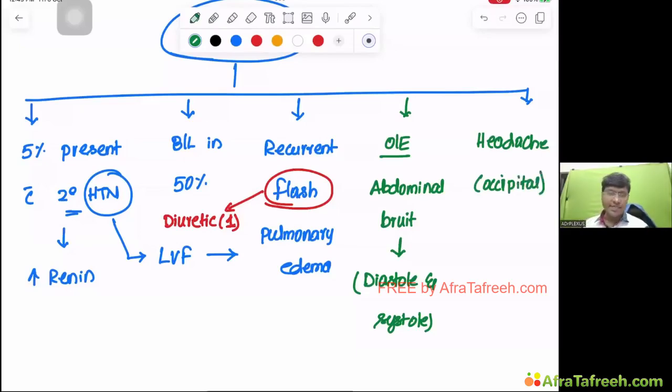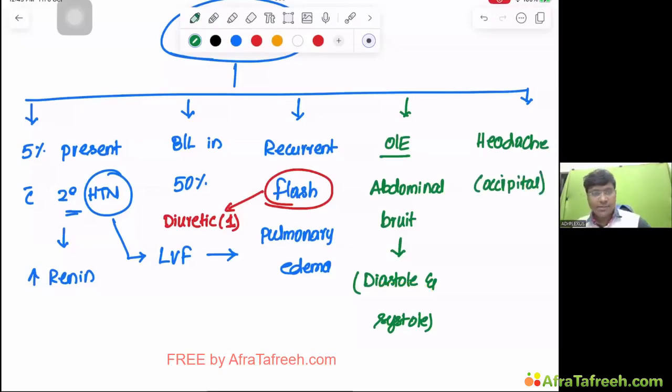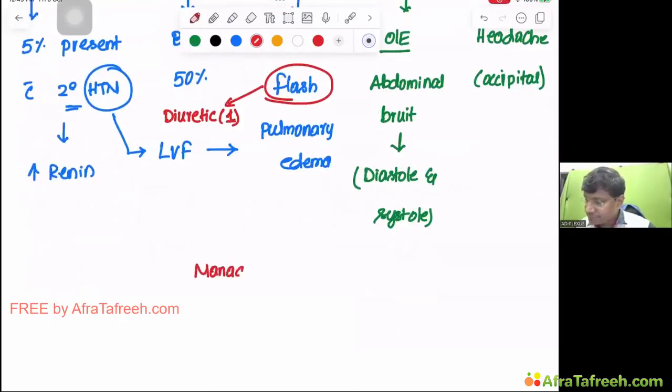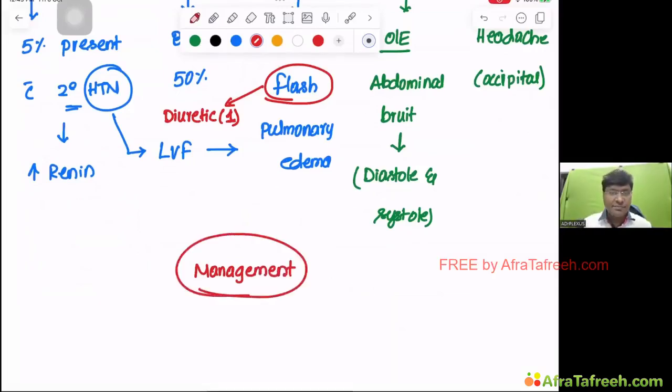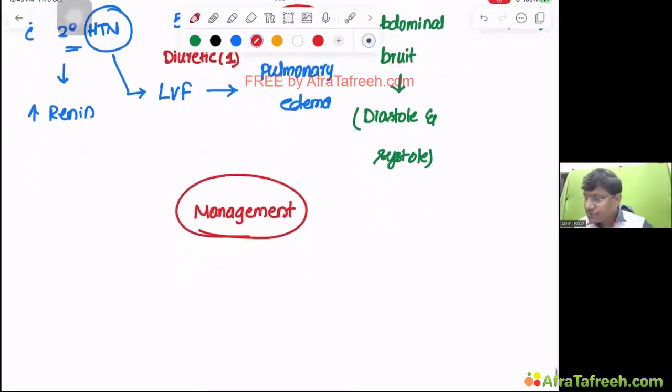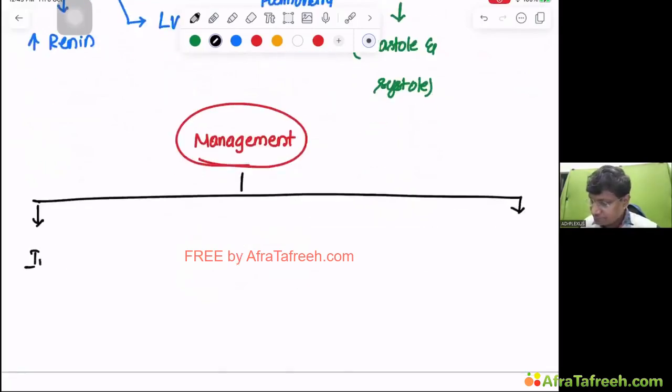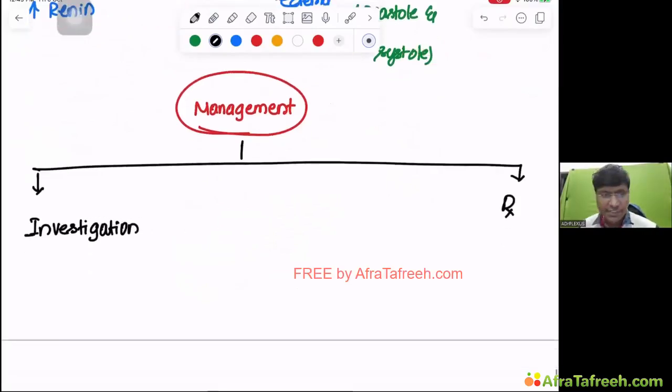Right, that too, the occipital headache. Okay. And the next important thing is the workup, or the management. If you see the management in patients with renal artery stenosis, you need to know what are the investigations, and finally, how do you treat these patients?